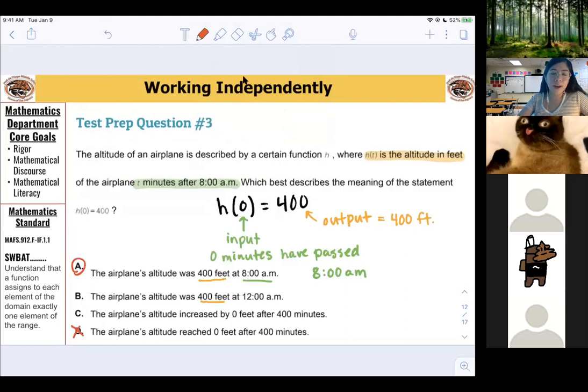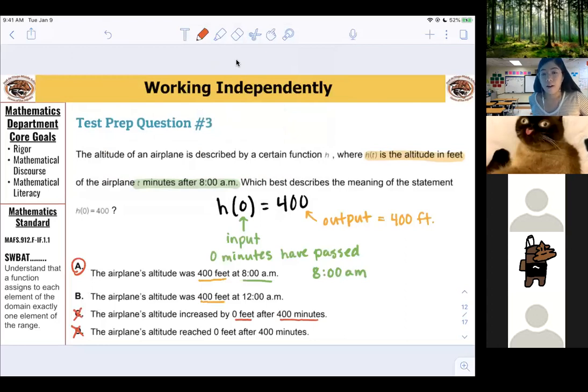And then C might have made sense, but it was confusing because with C, they made 0 the output and 400 the input. So they flipped the numbers. So that's why that one was incorrect. So anybody have any questions on this one?